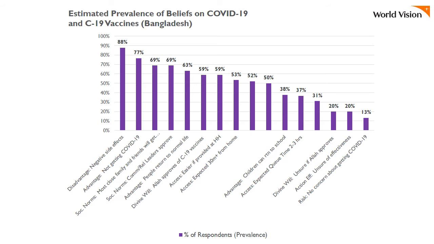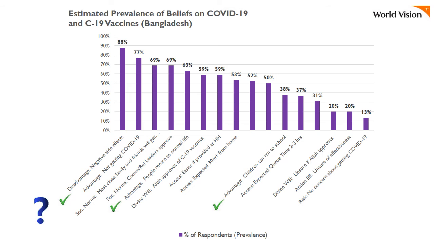Looking at this, what would you focus on? If you only had this data on prevalence of beliefs, or if you heard these responses in a focus group? Well, maybe you would want to work on those perceptions about negative side effects. After all, a lot of people brought those up when we asked what would be a disadvantage to getting the vaccine. Or maybe you could promote more advantages of getting the vaccine other than that it protects people from COVID-19.